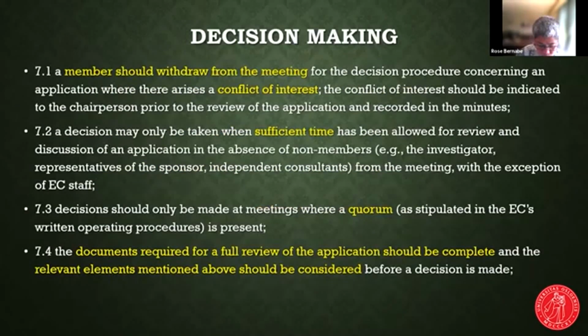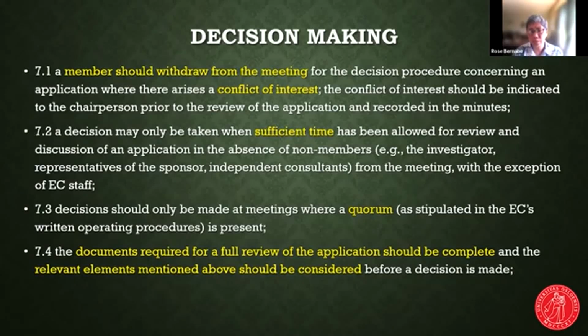Next, we look into the decision-making process of research ethics committees. And these are just basic points. Number one, in the process of coming up with a decision, ethics committees would want to remove any kind of conflicts of interest. Right, so if a person is in one way or another involved in research, that person should not take part in the decision-making process.